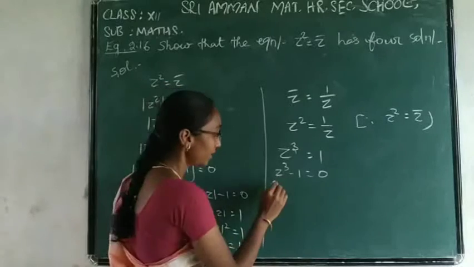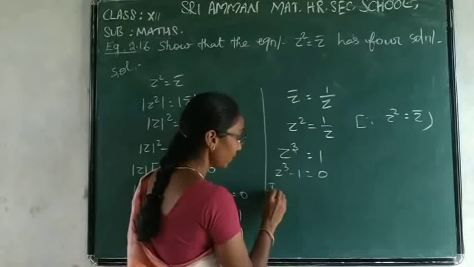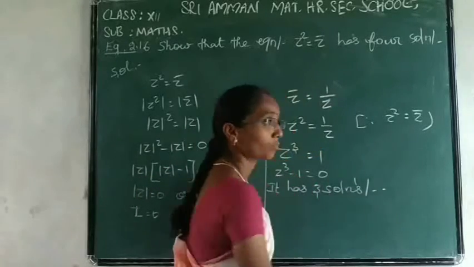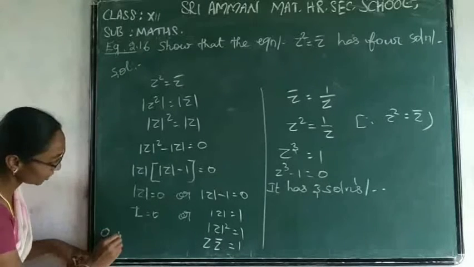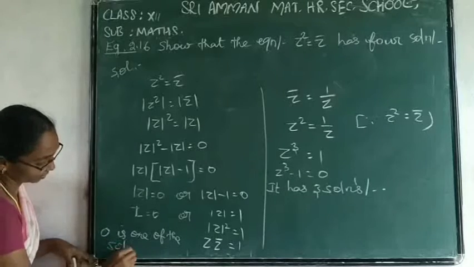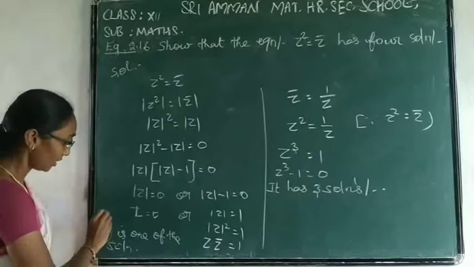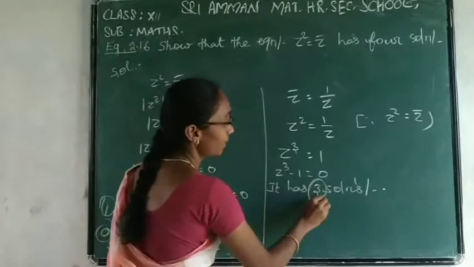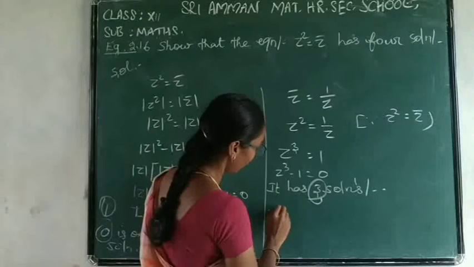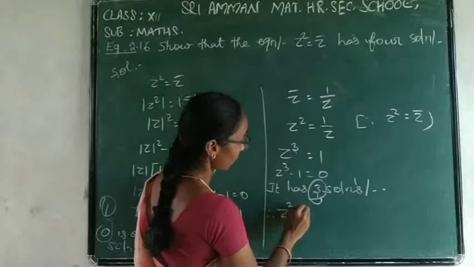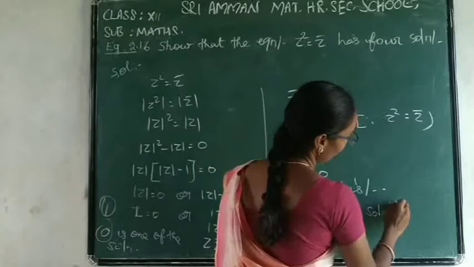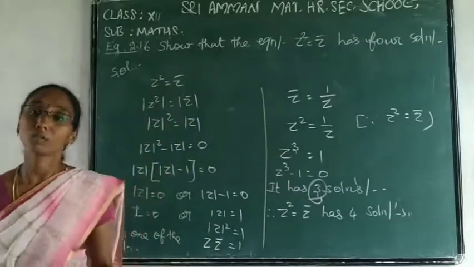In this case, it has 3 solutions. Already you have 0 as one solution. Here 3 solutions. Totally how many solutions? 4 solutions. Therefore, z squared equal to z bar has 4 solutions. Hence proved.